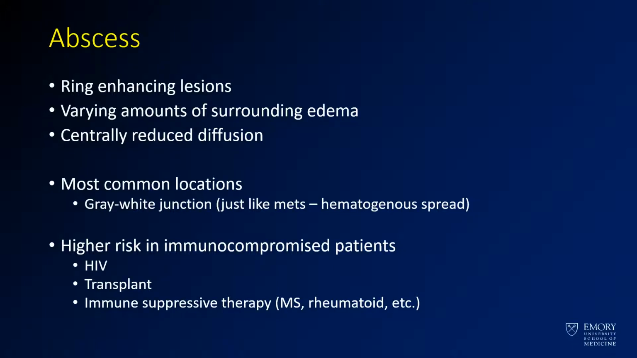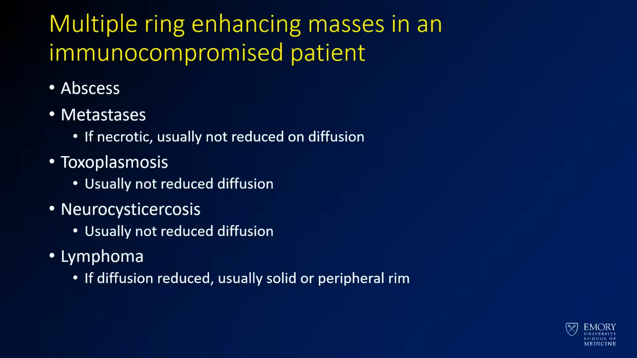The other thing that you have to think about is intravenous drug abuse. When you have multiple ring-enhancing lesions in an immunocompromised patient, this needs to be your differential diagnosis. You need to think about abscess, metastases, toxo, neurocysticercosis, and lymphoma. Now, diffusion can often help you differentiate these. Mets, toxo, neurocysticercosis usually do not have abnormal diffusion.